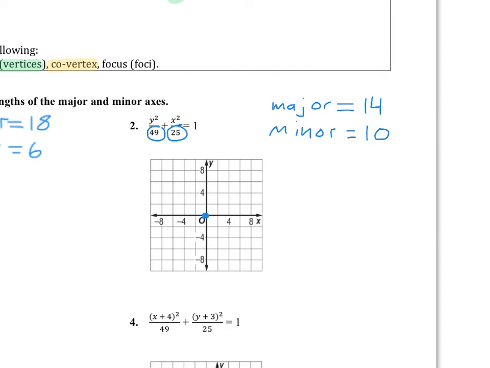The square root of 49 is 7, but that's underneath y, so we're going to go up 7 and down 7. Square root of 25 is 5, so we're going to go left and right 5.